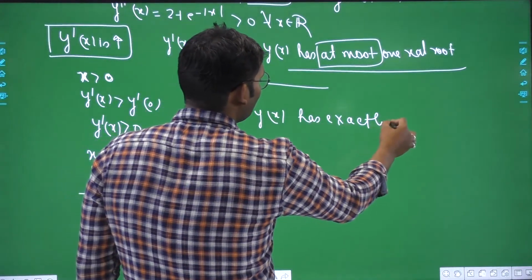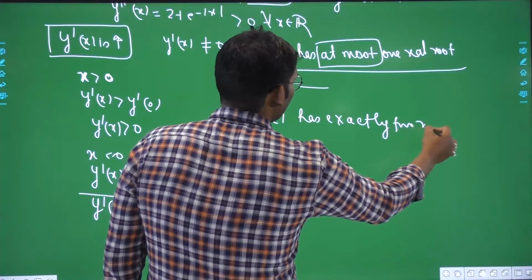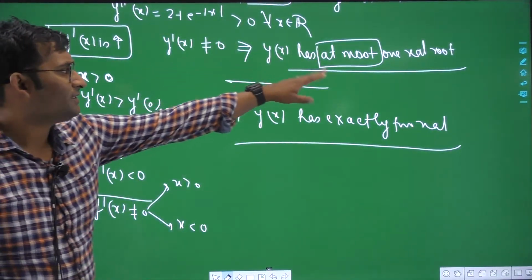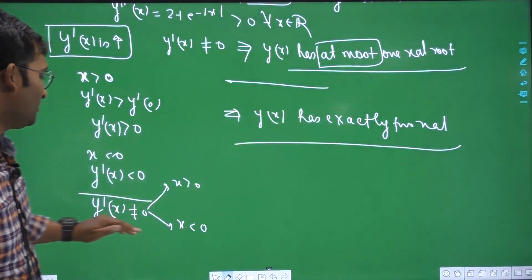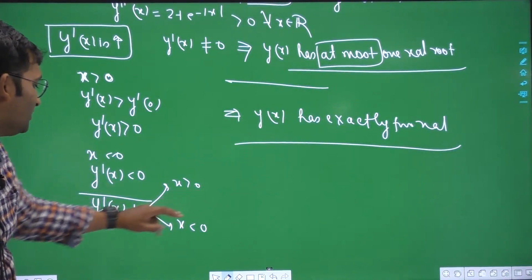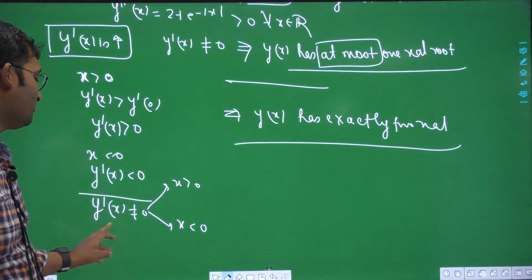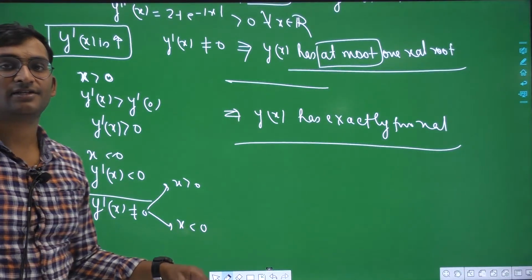अब ये क्या हुआ मैं बताता हूँ. Exactly two real roots. देखिए, ऐसा क्यों होता है कि y dash x जब नॉन जीरो तो y x has at most one real root. Let us see this particular statement, but first understand for all x greater than 0 y dash x will be positive. That implies y dash x will be non-zero, and for all x less than 0 y dash x will be less than 0. That implies y dash x will be non-zero.